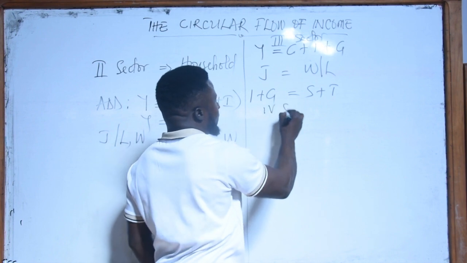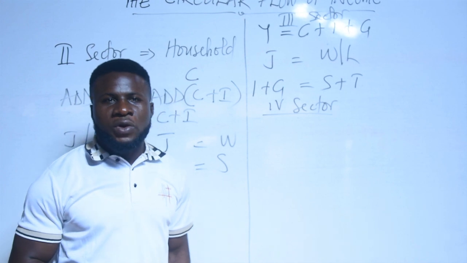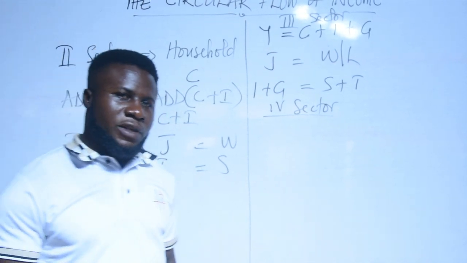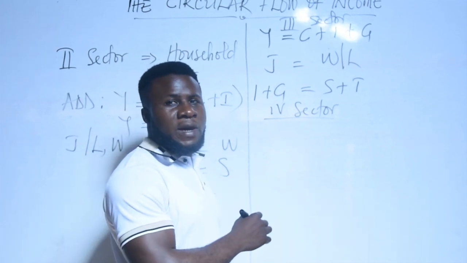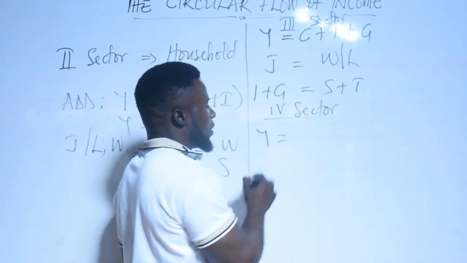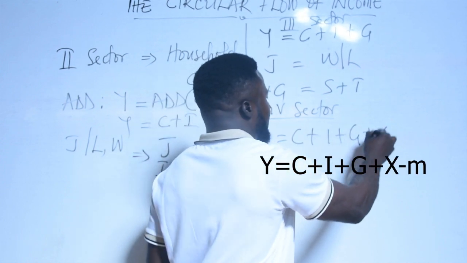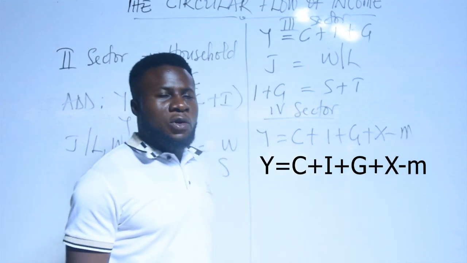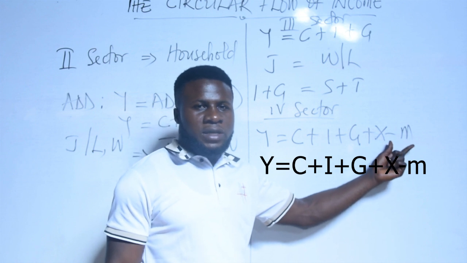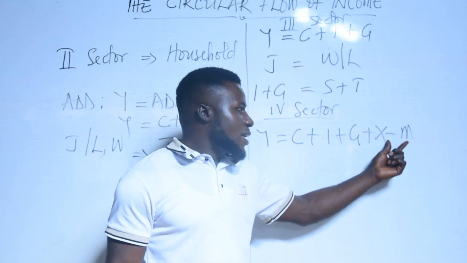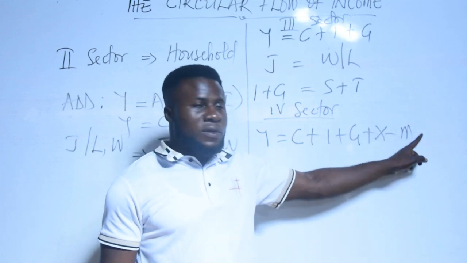And then under a four-sector economy, that is what we call a governed and an open economy, open to international trade. So in a four-sector economy, using the aggregate demand approach, income is at equilibrium when Y is equal to C plus I plus G plus X minus M. When we talk about an open economy, we are referring to the presence of international trade. So international trade is now involved, and international trade has to do with net exports, that is exports minus imports.